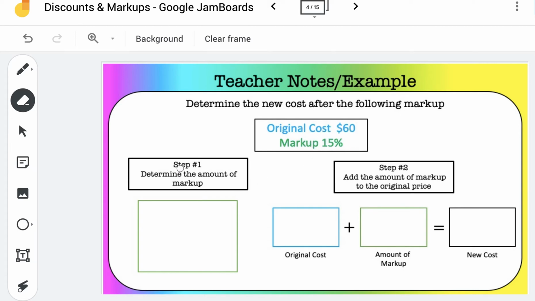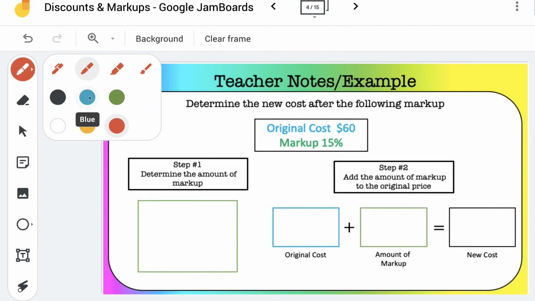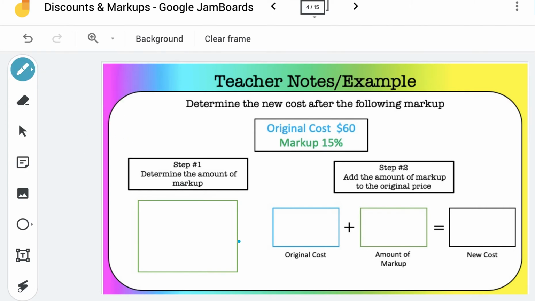So the first thing we have to do is figure out the amount of markup. All right, so we have to figure out what 15% of 60 is. So come on over here and grab a marker or a pen, it's up to you. Okay. Now, the way you figure out what 15% of 60 is, okay, is you do 60 times the decimal form of the percentage, which is 0.15.